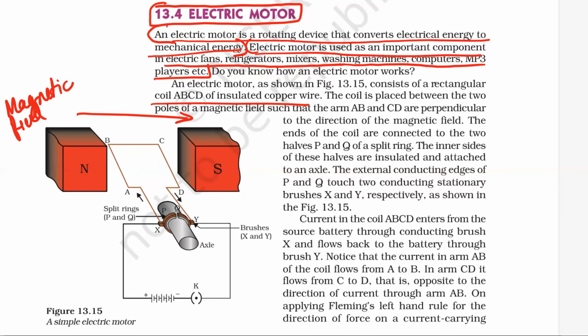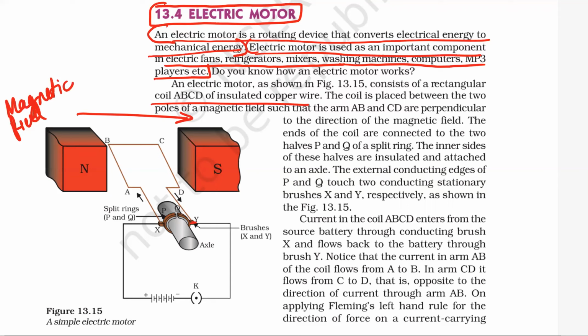There are two arms, arm AB and arm CD. These are perpendicular to the direction of the magnetic field. The ends of the coil are connected to two halves, P and Q, of a split ring. The inner sides of these halves are insulated and attached to an axle. The external conducting edges of P and Q touch two stationary brushes X and Y. So this split ring is connected to the brushes.